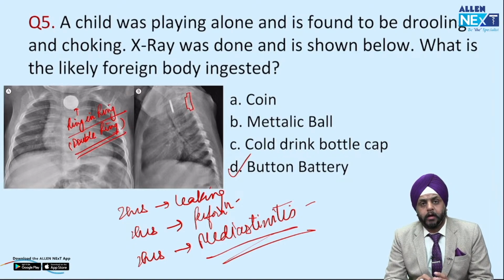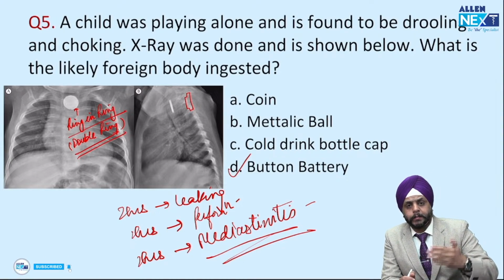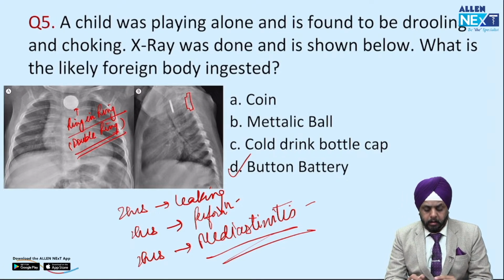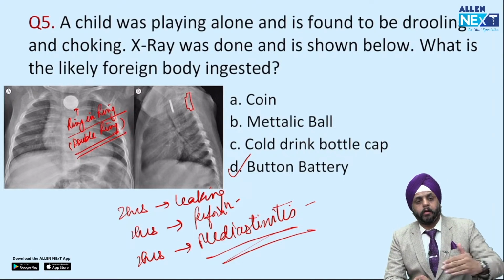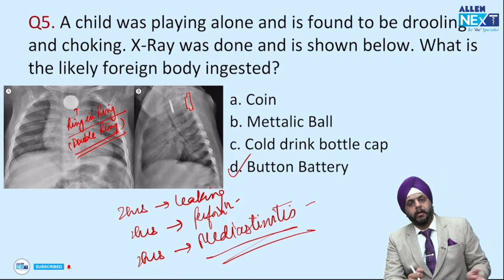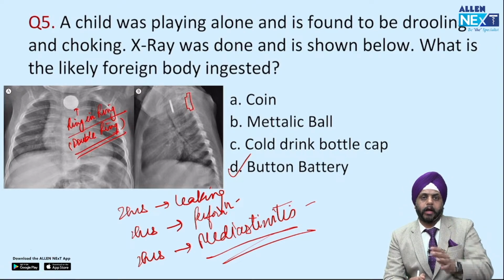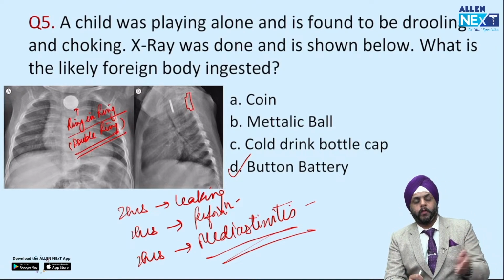You can't wait even for the child to become 6 hours nil per oral, as per the general anesthesia requirement. In the case of a coin, the anesthetist will ask, let the child become NPO for 6 hours, then we'll give the GA, take the patient to the OT, and then you can take out the foreign body. And we are happy to wait for 6 hours.